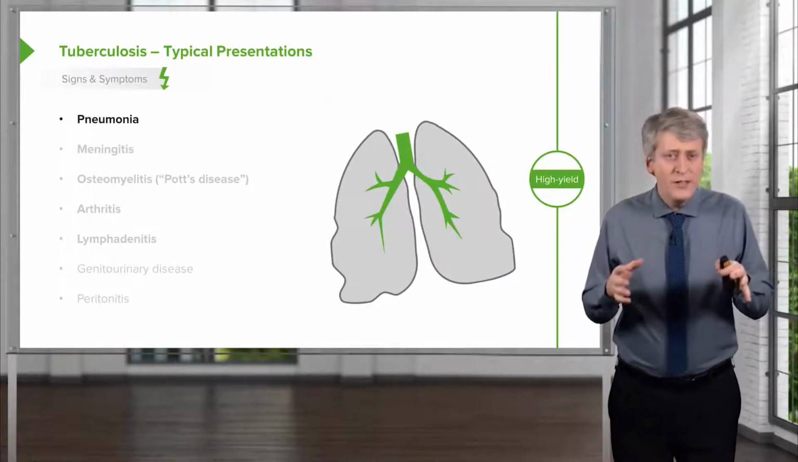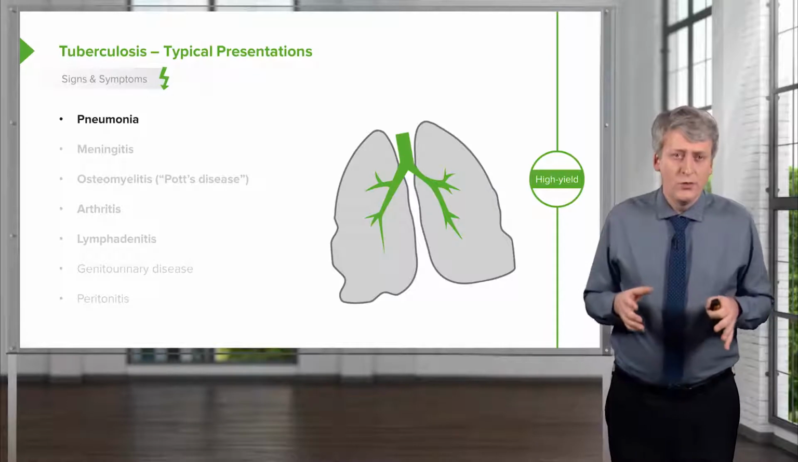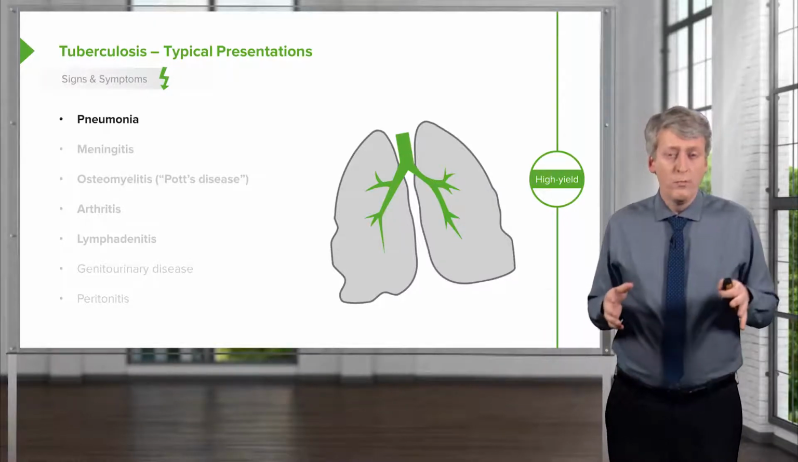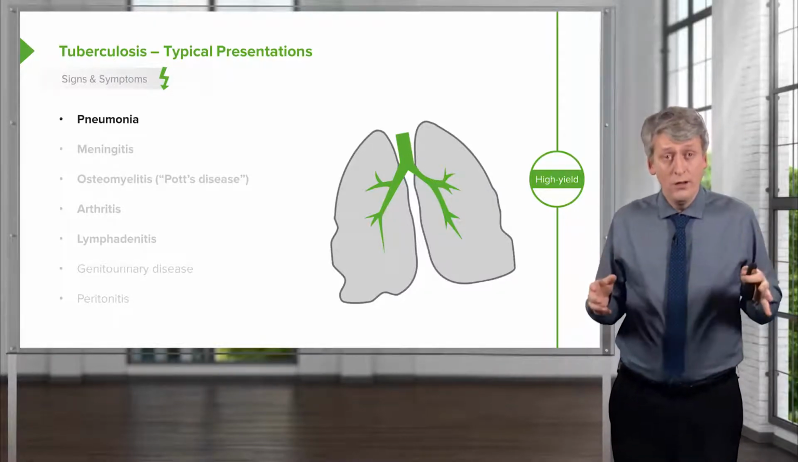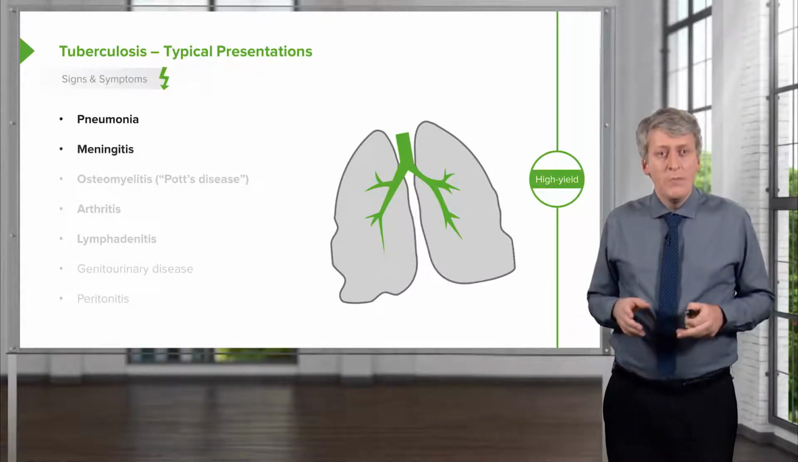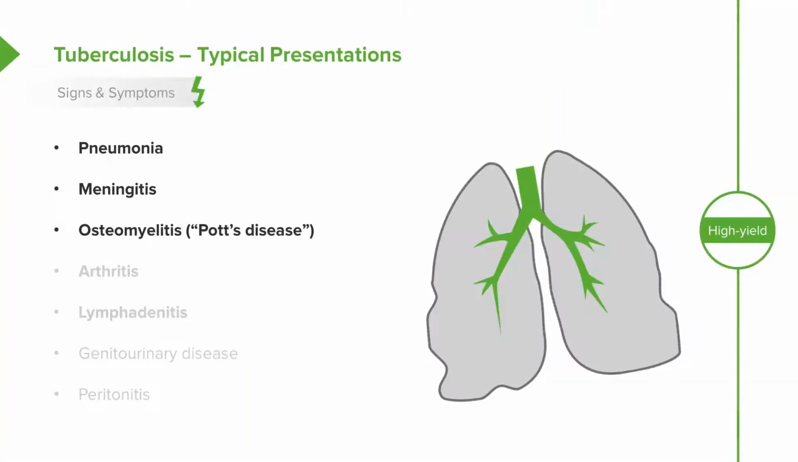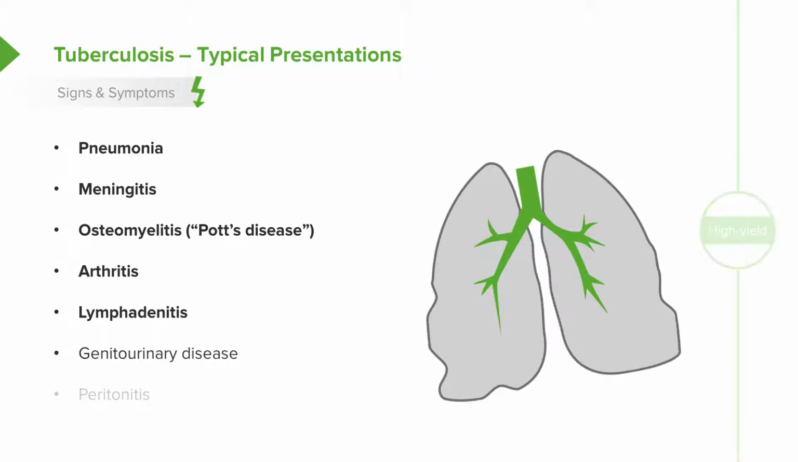So there are many typical presentations of tuberculosis, and I want to run through them. Patients may develop pneumonia, and there's a classic picture to that. They may develop meningitis. They can develop osteomyelitis, which we sometimes call Pott's disease, especially if it's of the spine. They can develop an arthritis or a lymphadenitis, which we will call scrofula. Rarely, they can develop genitourinary disease or peritonitis. TB can present in so many different ways.